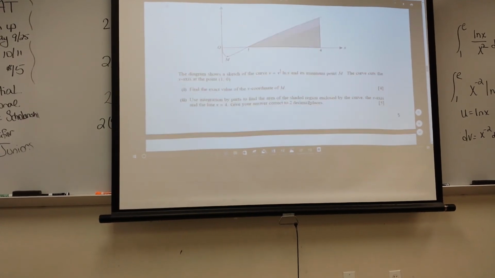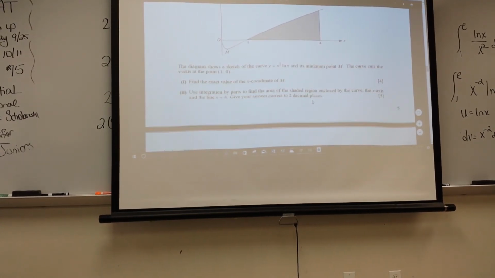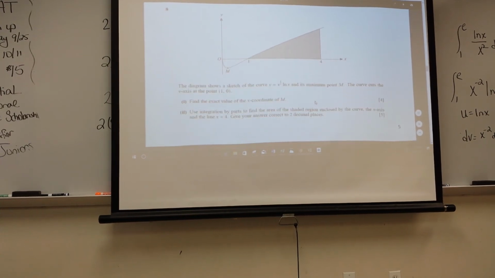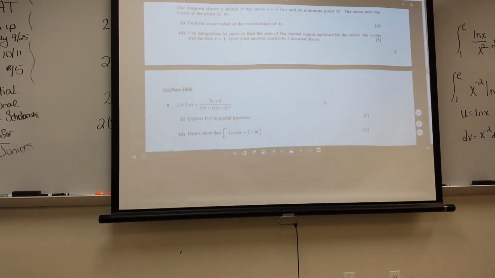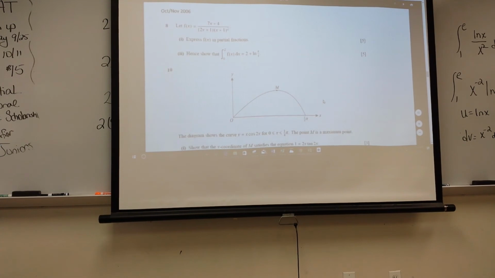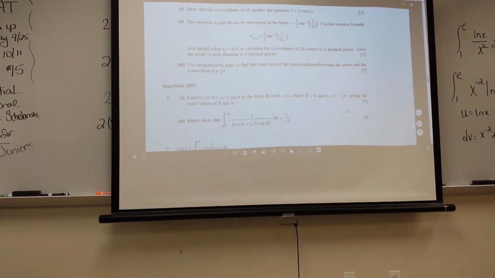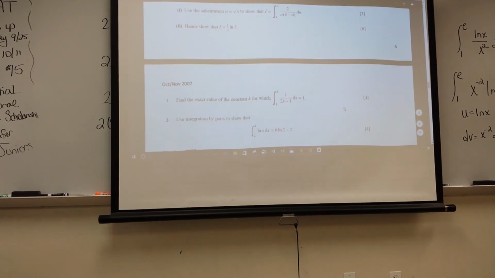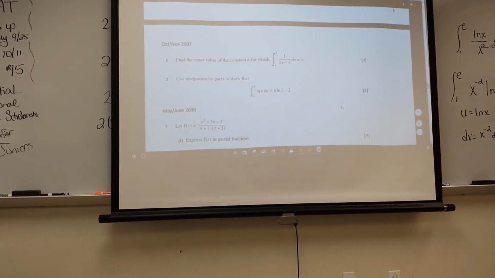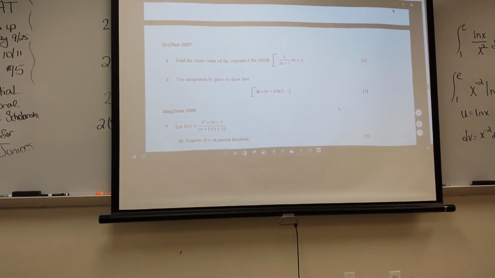Look at 2006. Similar. x times 1/2 ln of x, minimum point, find the x coordinate, and find the area under the shaded region. But here it says 2 decimal places, so it doesn't want the exact value. That's a 9-point question. We'll do some more tomorrow. Miss K, are you going to have a worksheet of past problems? I can. Isn't our test going to be like these problems? Yes, like the x coordinate problems.